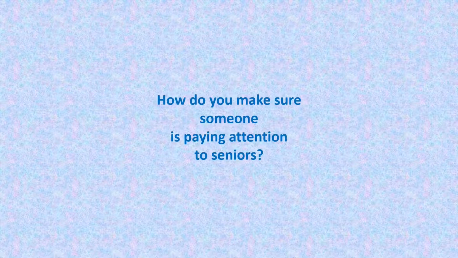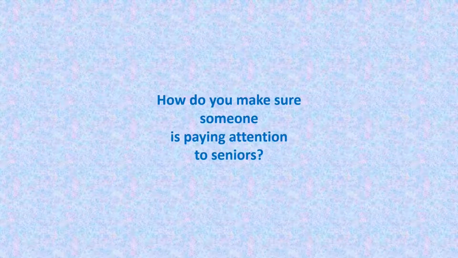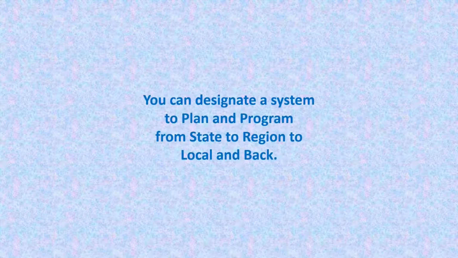How do you make sure someone is paying attention to the issues, needs, and challenges of seniors? You can designate a system to plan and program from state to region to local and back. The state of Tennessee has a system for addressing the issues of aging and disability.